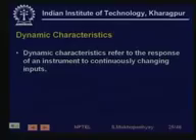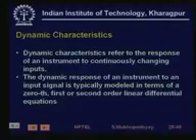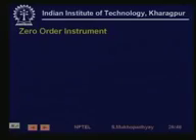So the input is continuously changing, and the dynamic response of an instrument to an input signal is typically modeled in terms. So now we have to worry about that if the input signal suddenly changes from some value to some value, how is the output signal going to change? We are not only concerned with the new steady state value that the output signal will achieve, but we are also concerned with how it is going to achieve that over time. When we talk about such characteristics, we talk about the dynamic characteristics of instruments.